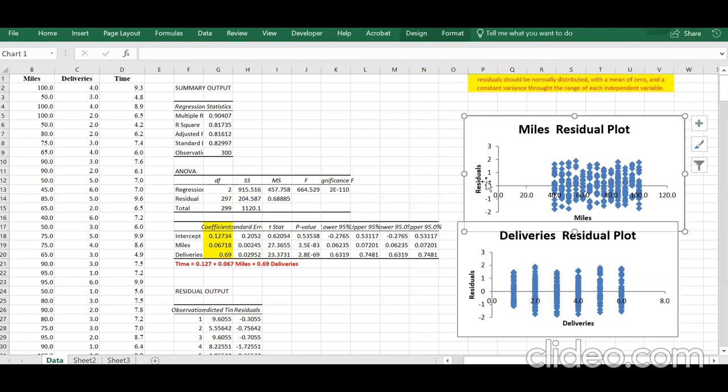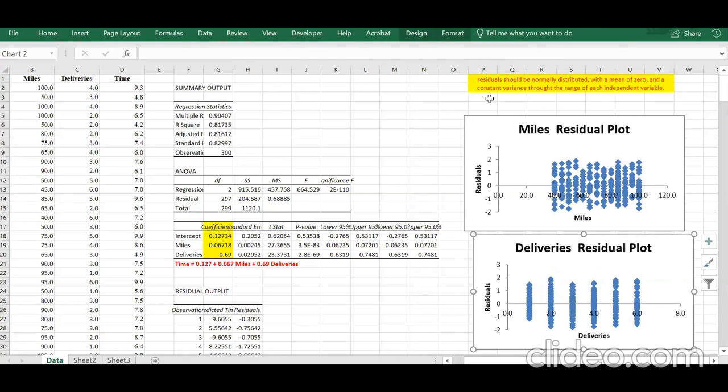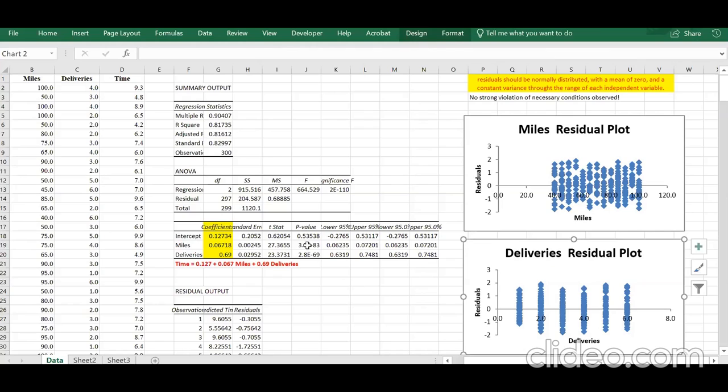So I can say no strong violation of necessary conditions observed. So that checks off the conditions that we have for residual. So that's perfect, necessary conditions for residual. So that's one thing. Now I can go ahead and perform statistical inference for individual parameters.